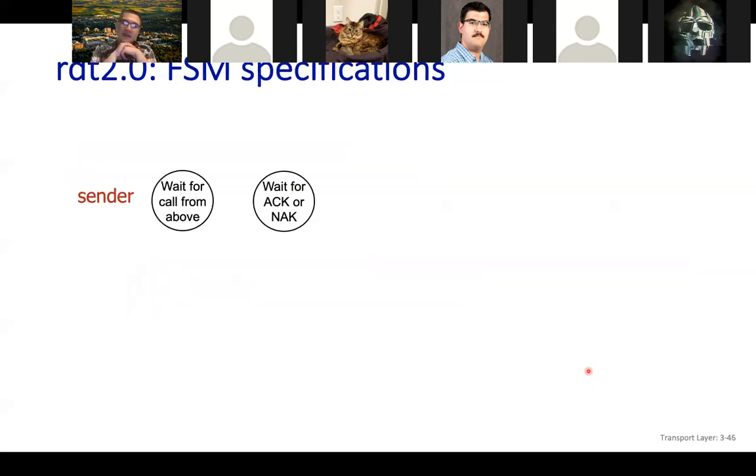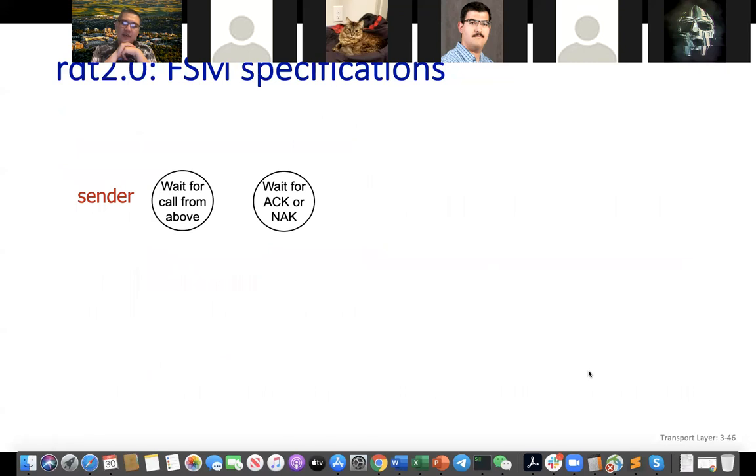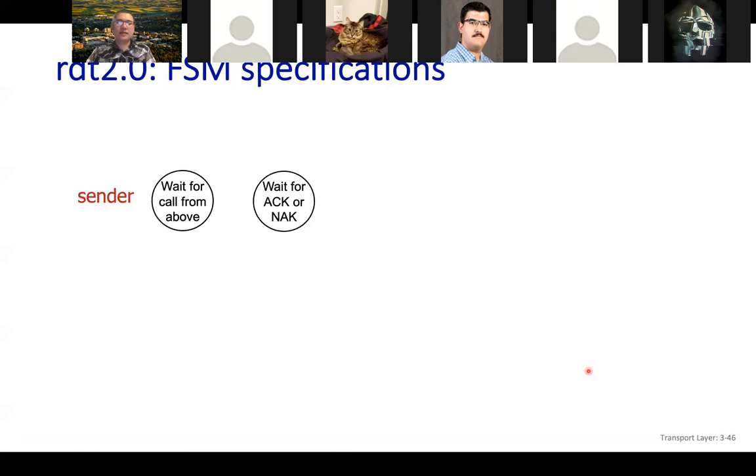So how about the FSM specification? We can plot it here, similar to RDT 1.0, right? We have another state because we send and we need to wait. So that means we have two states here: wait for call from above, and wait for acknowledgement or negative acknowledgement. This is the sender part. What about the receiver part? Similar, right? Let's first finish the sender part. So for the sender part, what triggers the state change?